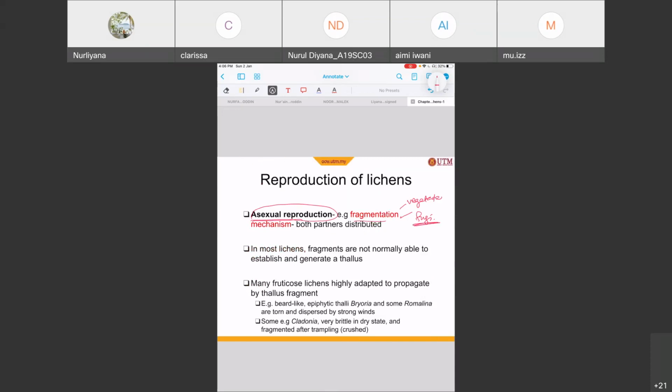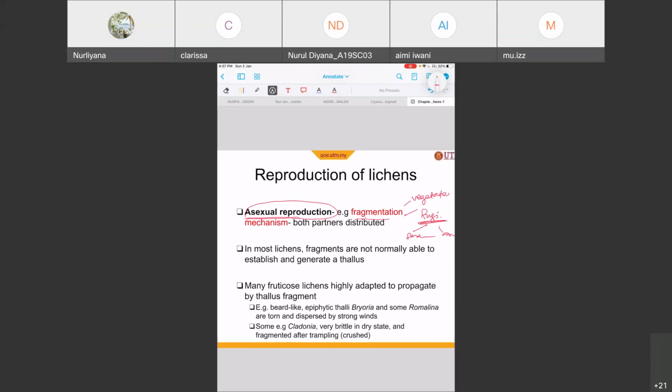Because the algae live inside the fungi, we have to look at the percentage of the organism, and the dominant one is the fungus. So we go to the reproduction of the fungus. If they can do sexual and asexual, then if it is asexual, they can do fragmentation. In most lichens, fragments are not normally able to establish and generate a thallus. Many fruticose lichens are highly adapted to propagate by thallus fragments.